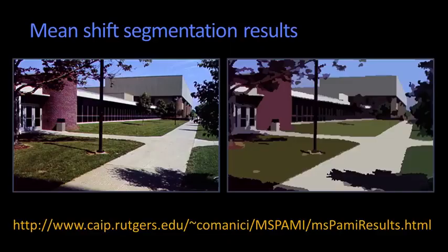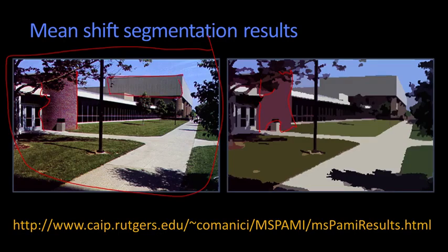So let's take a look at a result. This comes from this nice little database that was published based upon this PAMI paper. Comaniciu was one of the original developers of mean shift as applied to computer vision. Here's our original image, and then you apply mean shift, and it does a really fine job. I mean, take a look at this brick structure here. You see all of those pixels are put in the same region.